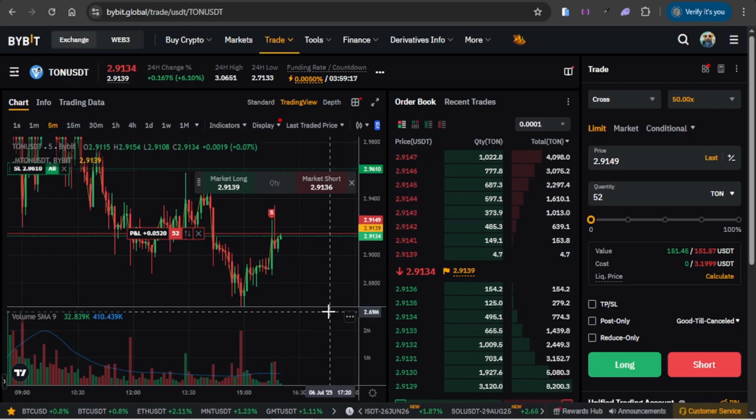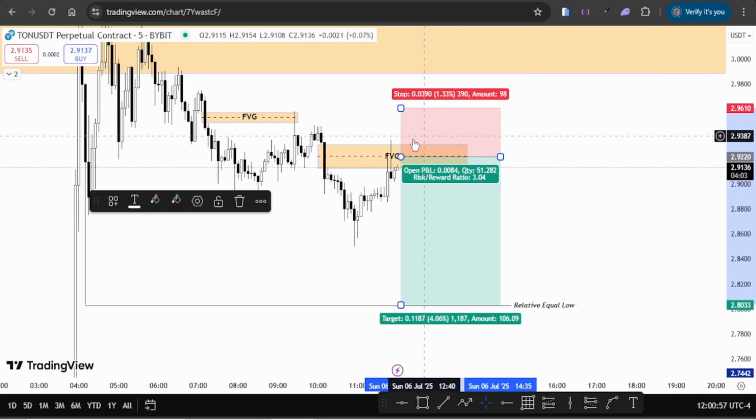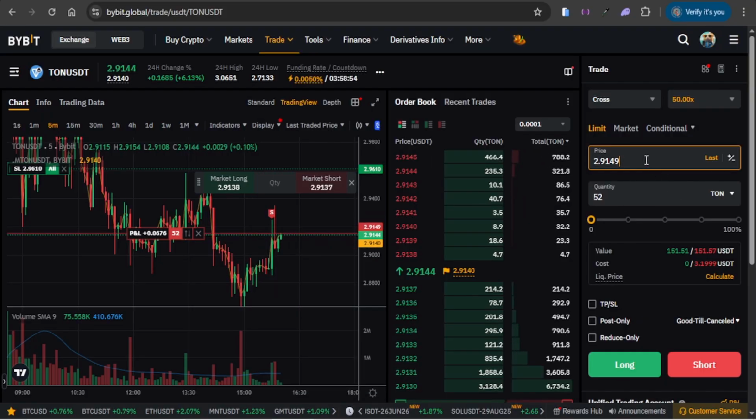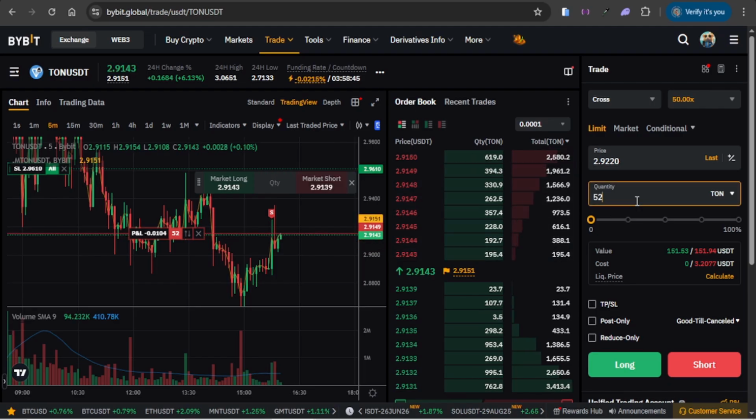So this right here is my trading account on Bybit. As you can see, I have an entry price of 2.9149. Okay, so I will quickly change it to 2.9220, and a quantity of 51.28. Okay, sometimes the last digit will not enter.